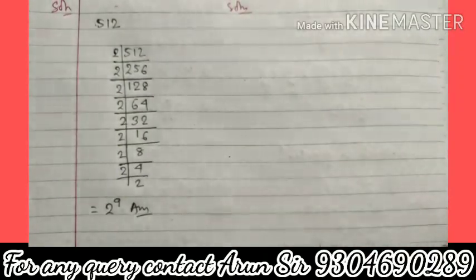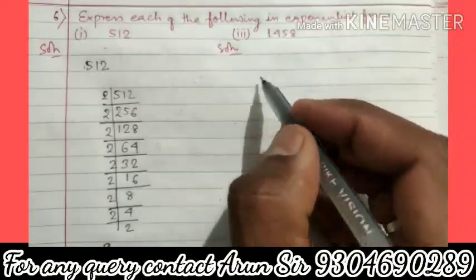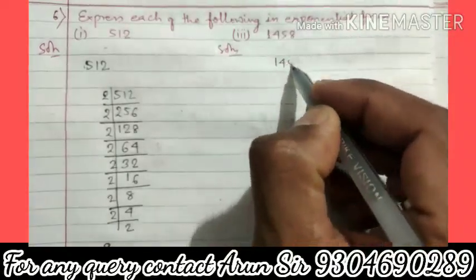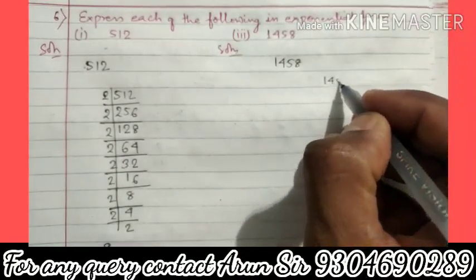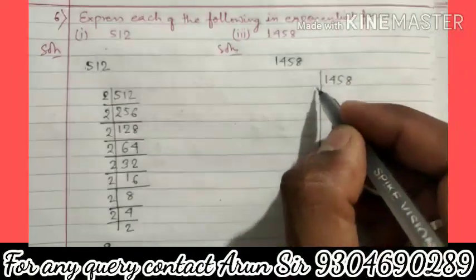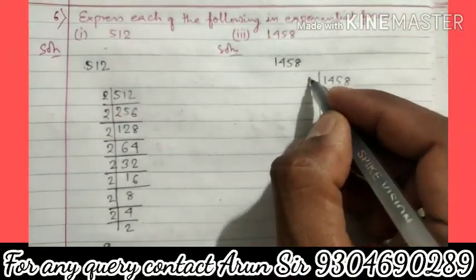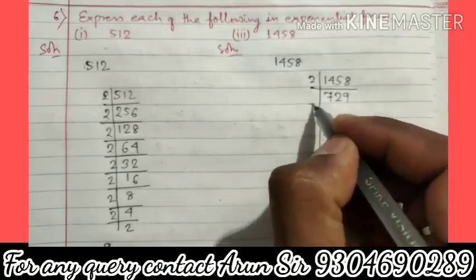Hope that this question is quite clear to you. Similarly, one more question we are going to solve. 1458 we have to convert into exponential form. The same process we will do. We will factorize the number. First we will start from 2. 2 7 ja 14, 2 2 ja 4, 2 9 ja 18.